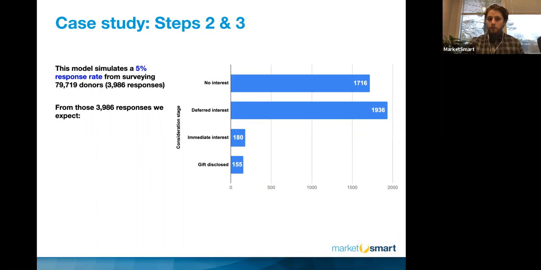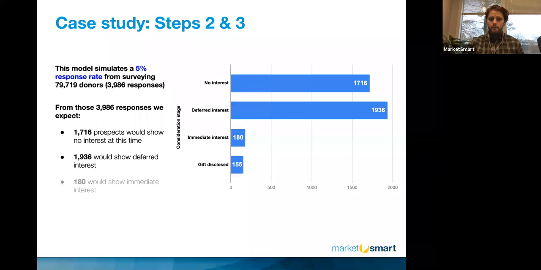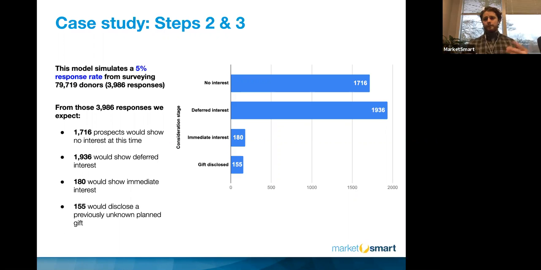From those 4,000 responses, we can project that 1,716 people will show no interest in making a planned gift. Almost 2,000 will show deferred interest. 180 will show immediate interest, and 155 will disclose a previously undisclosed planned gift. So you can start to see we're hitting the ground running, actually making some progress here. We're saying we're going to send out some sort of marketing device, and we're going to receive this type of response. And this is that breakout.